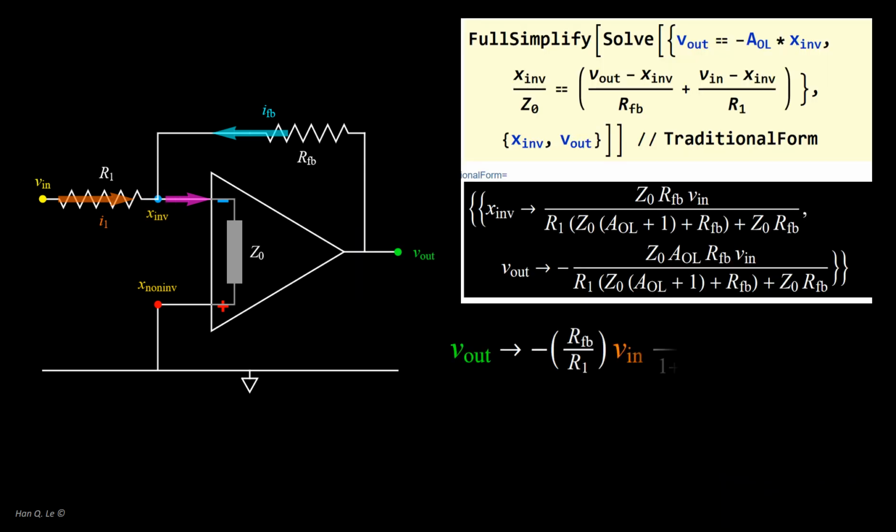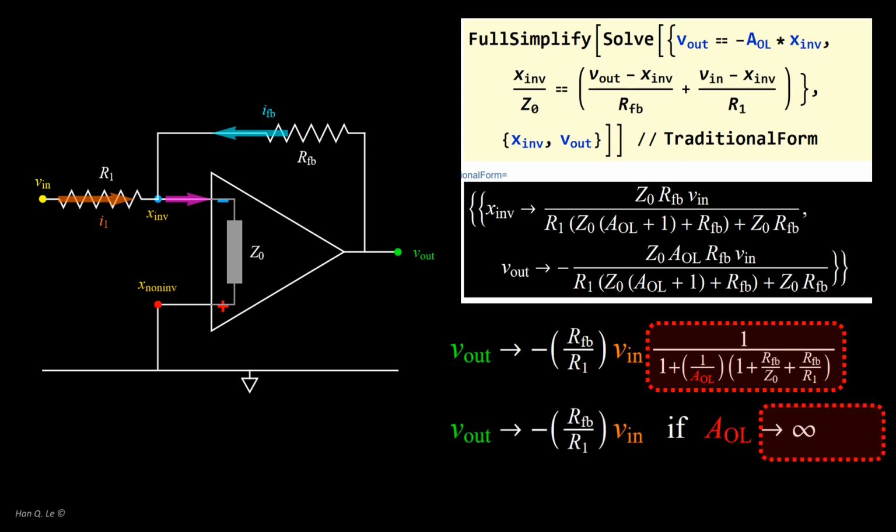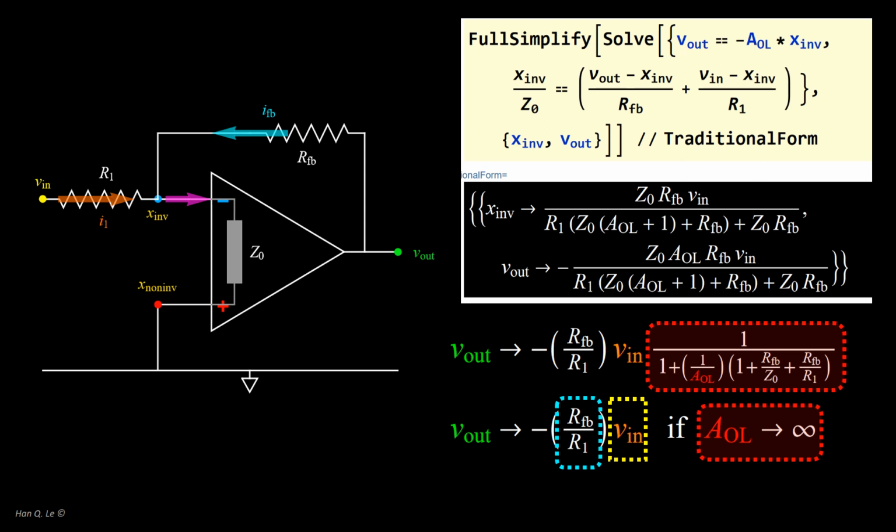A little algebraic rearrangement can give a more meaningful expression of V out, which contains two expressions. The expression on the rightmost is a fraction that approaches 1 as A_OL, the open loop gain coefficient, approaches infinity. The reason for the large open loop gain is now obvious. Output V out is a linear function of input V in, but this linear coefficient depends only on the externally controllable parameters, R feedback and R1, completely independent from whatever is inside the op-amp.